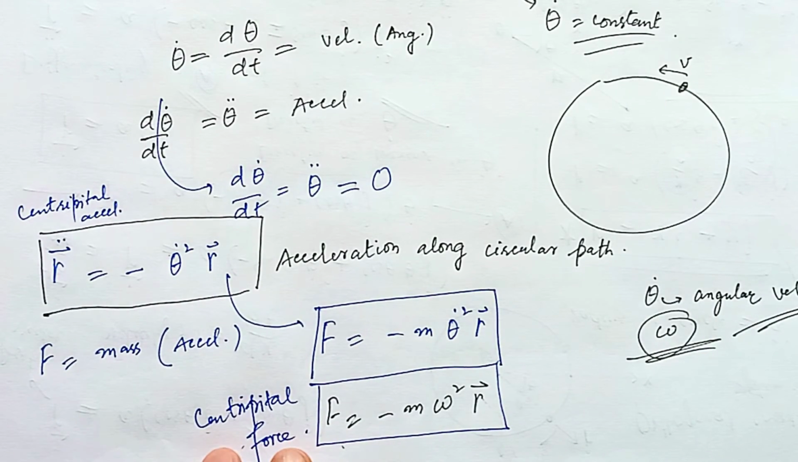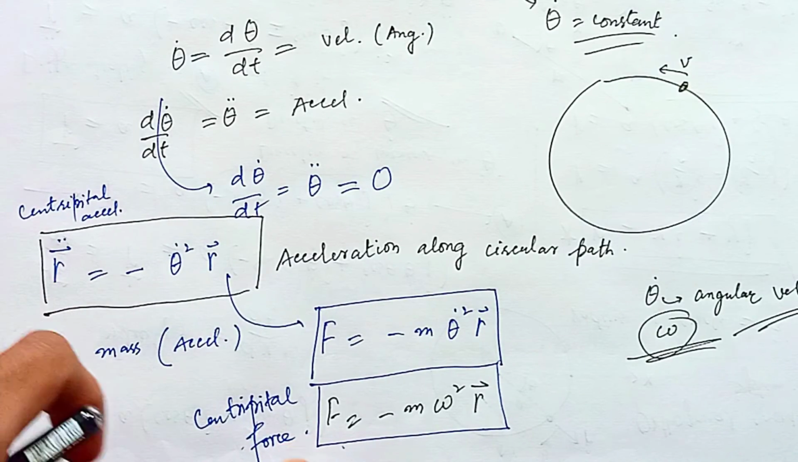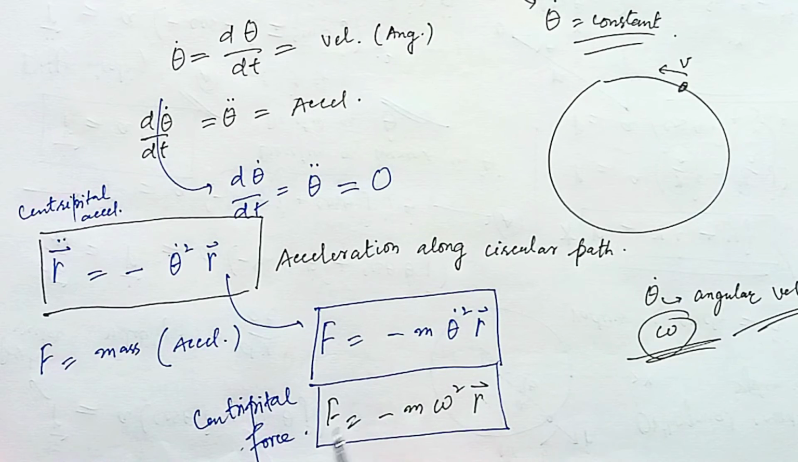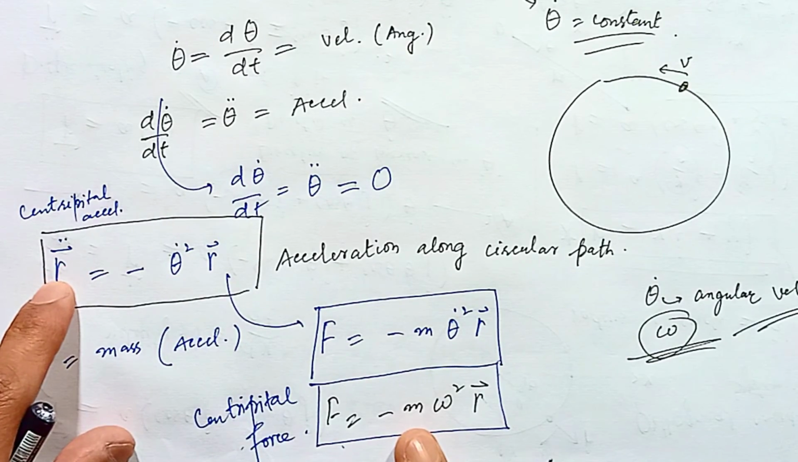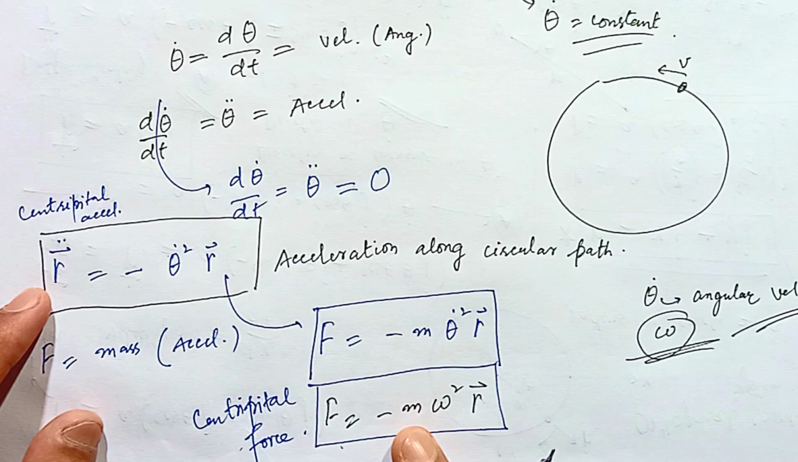So this was all about the acceleration and velocity of a particle moving along the circular path in the orthogonal coordinate system, and how the centripetal force is producing this acceleration inside the body. Okay, that's all for today.